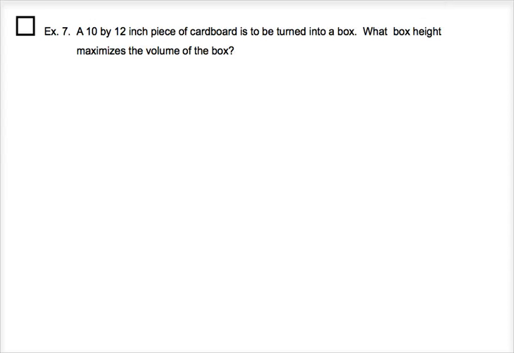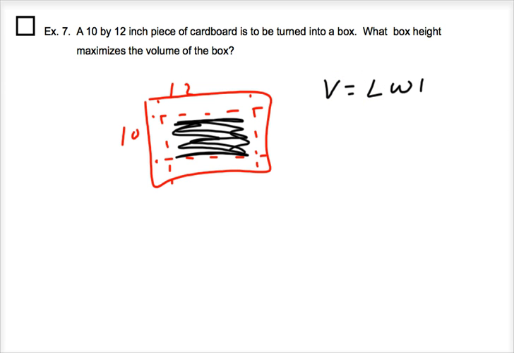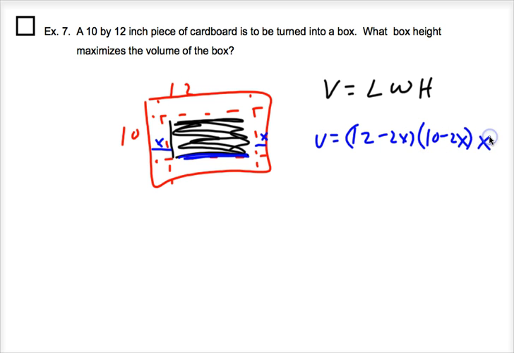The last problem I have is that same idea. What you've got is a 10 by 12 piece here, but you're going to divide it up. This is going to be an open box with no lid. And the bottom of the box is right here. So you've got volume equals length times width times height. I remember that from geometry. And the length of my box would actually be this bottom part right here. Well, it's not 12 anymore because I took out this chunk here and this chunk here, and those are supposed to be the same width. So my new length is 12 minus 2x. My new width is 10 minus 2x. And my height is x.